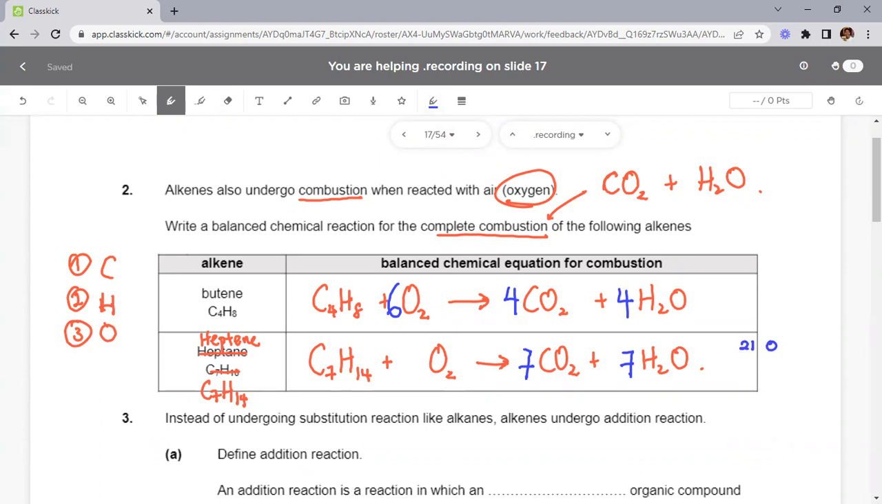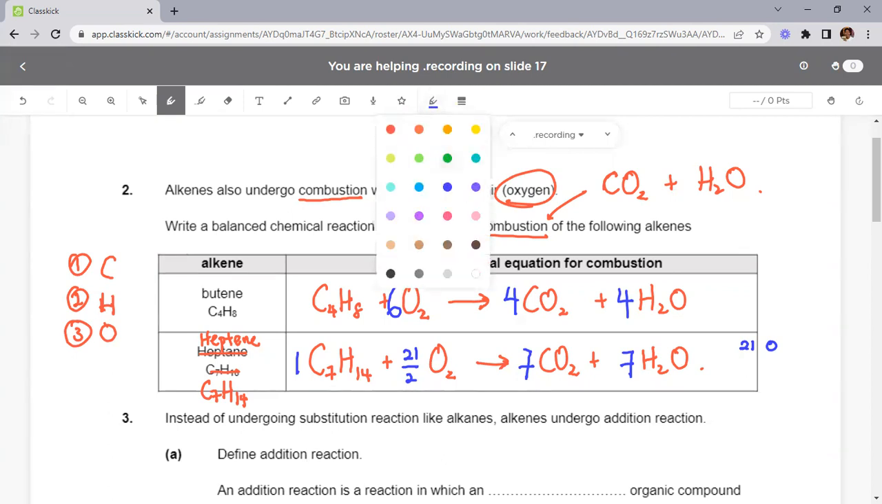So how to get 21 oxygen? Actually, I'll need to have a 21 over 2. Okay, 21 over 2 to get 21 oxygen here. But of course, you know that balancing equation, you cannot write 21 over 2, right? There's no fraction really indicated. So if I want to have fraction, it'll be 1 C7H14, 21 over 2 O2, 7 CO2, and 7 H2O. But this is not correct because we will not leave it in fraction.